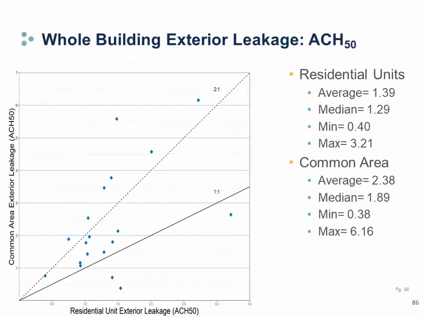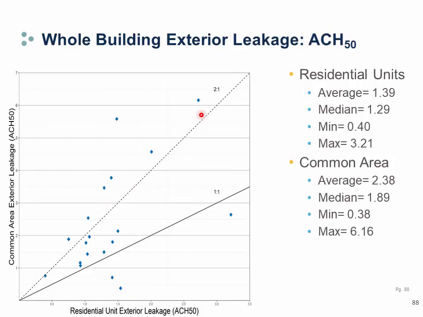The final point I'd like to make is common area leakage versus unit leakage in terms of the whole building ACH 50. We found that in the buildings we tested, there's a lot more common space leakage than residential unit exterior leakage. Over here we see the common area, and down here the residential area. This line is a 1-to-1, so only 3 buildings actually tested tighter in the common space versus the exterior leakage of the units.